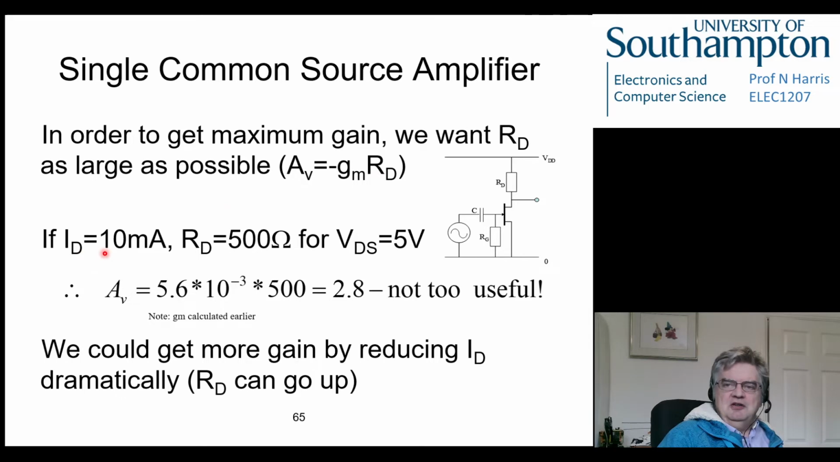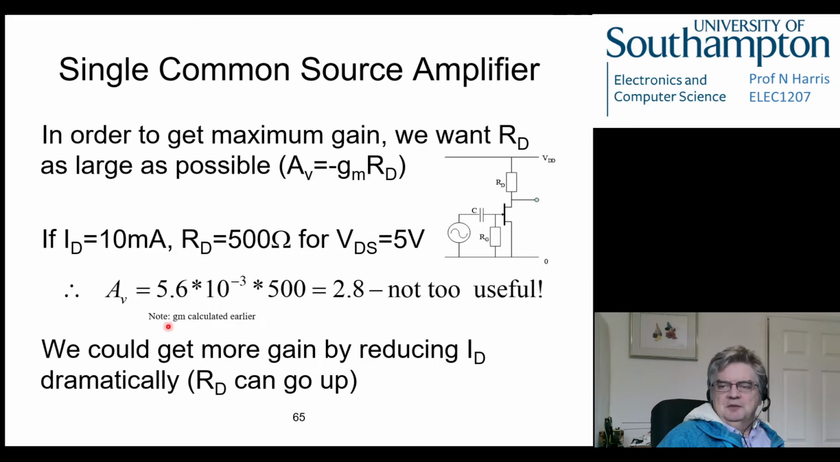So if we say that ID is 10 milliamps, because we've got a zero bias here, so ID equals IDSS, then we know we've got 10 volts here, and we would like to have 5 volts here so that it can go up and down equally, go up 5 and then down 5. It's got freedom of movement. So for VDS equals 5, we would have to calculate a value of RD of 500, because what we want is 5 volts across here, and we know we've got 10 milliamps flowing through it. So if we just apply Ohm's law to this, we get a value of RD of 500.